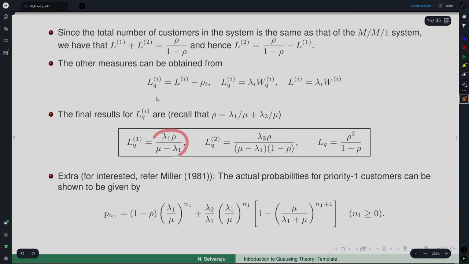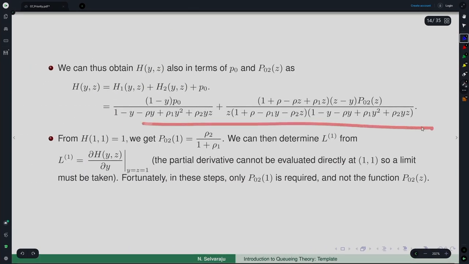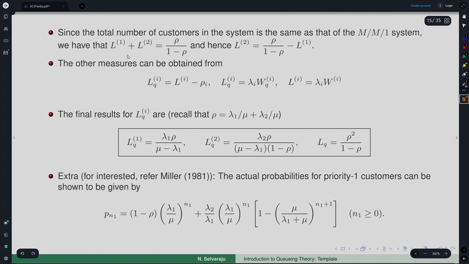Now, how do we obtain this? You have to obtain it from L1. To obtain L1, you differentiate this generating function with respect to y and evaluate it at y equal to z equal to 1, as y and z tend to 1 in the limiting case. Then you arrive at L1 and from there you get this. We are putting it in a boxed environment because we want to refer to this at a later stage for some observation or comparison that we want to make.